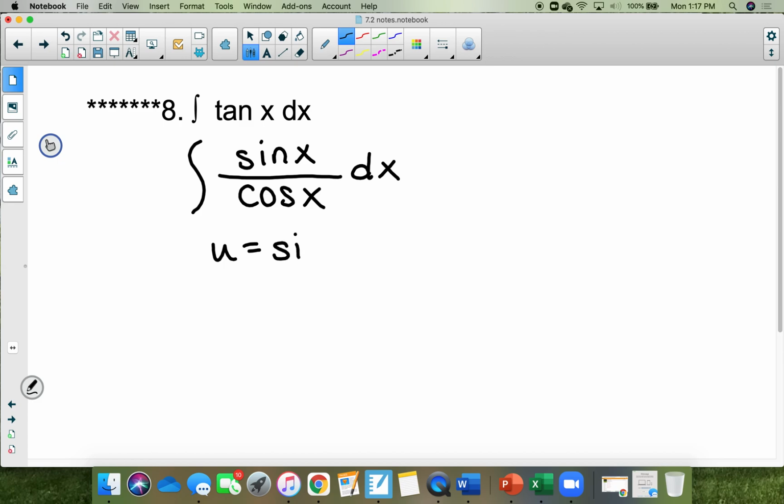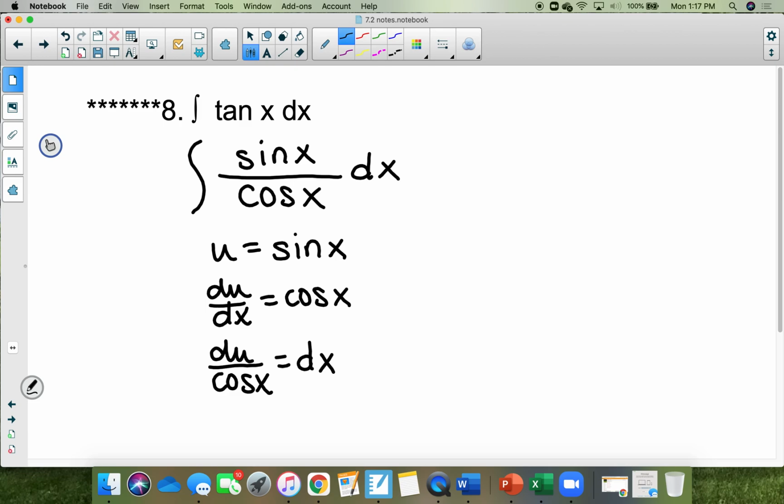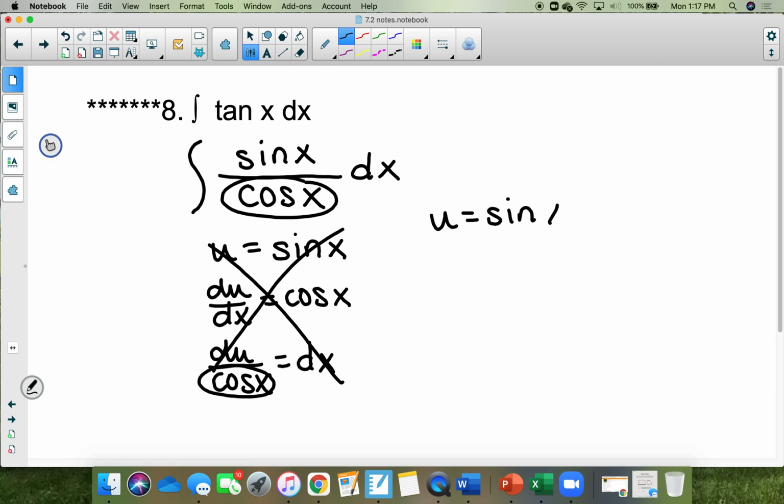So this is what I would do. I would just try it. Well, u is equal to the sine of x, so du dx equals the cosine of x. So du divided by the cosine of x is equal to dx. But this would be on the bottom and this is also on the bottom, so this isn't the right u. So I'm going to go over here and pick u equal to the cosine of x. Whoops, opposite one on that.